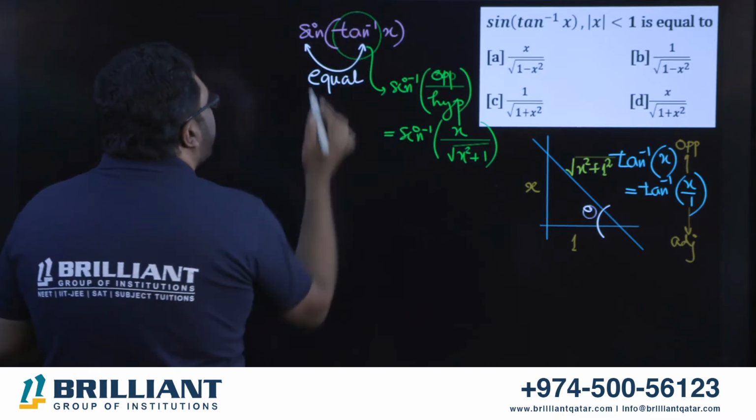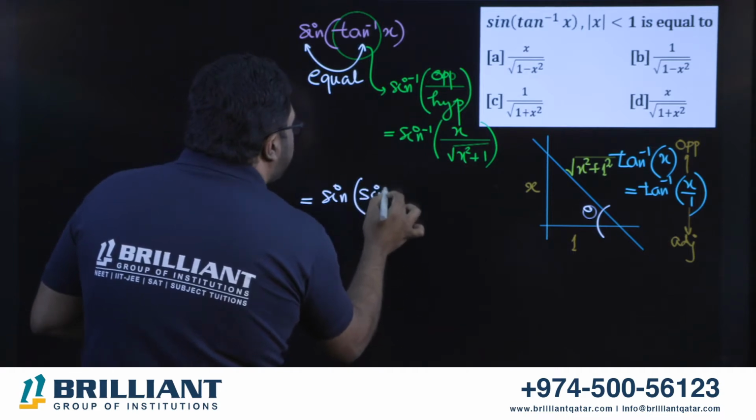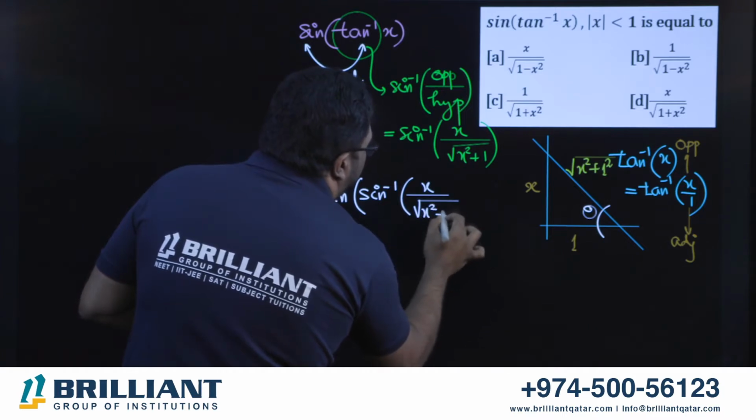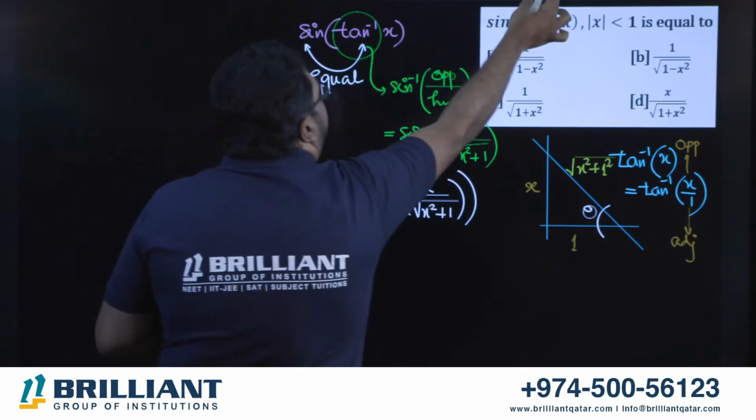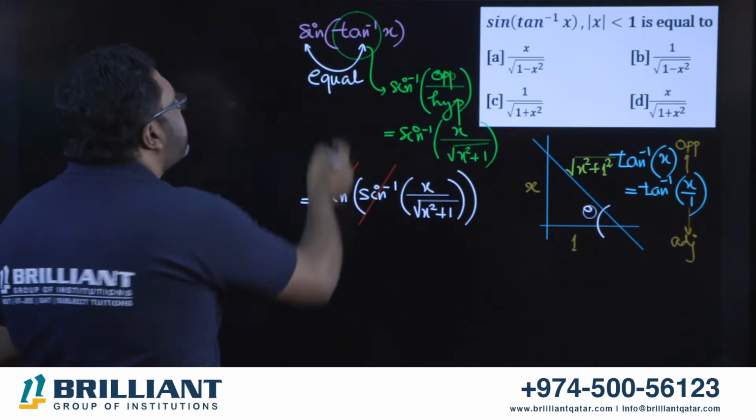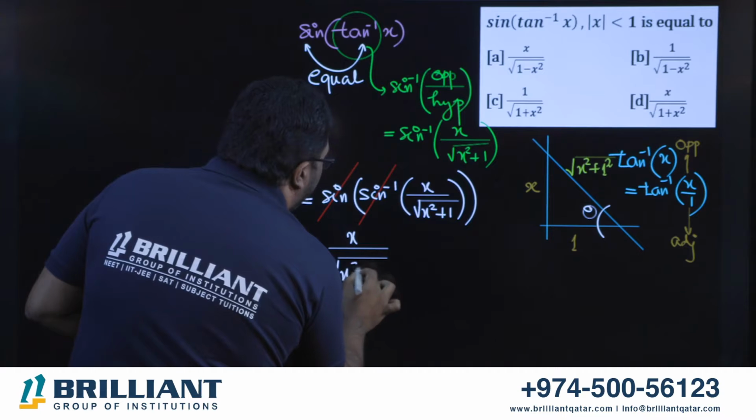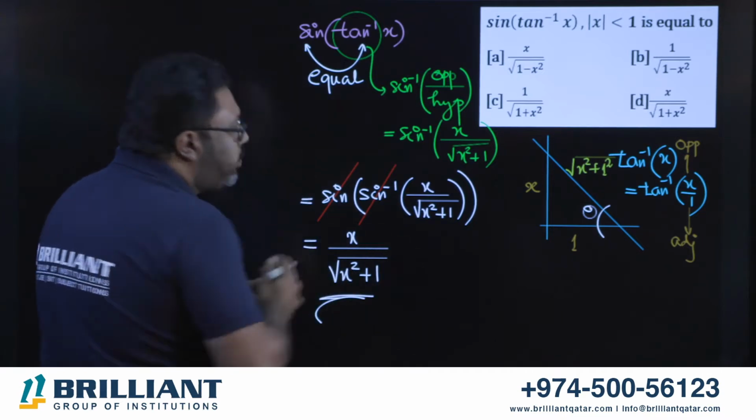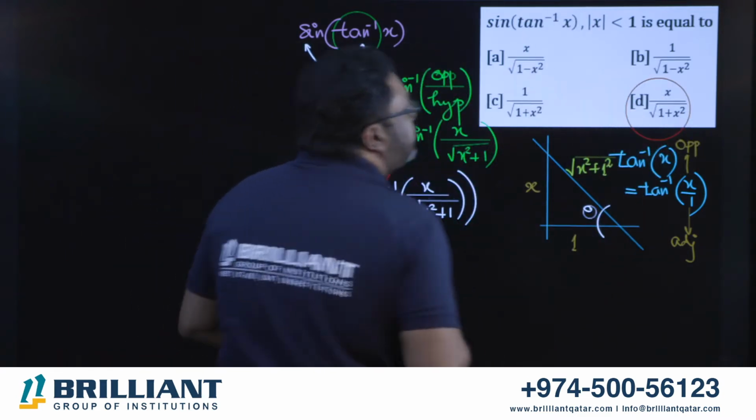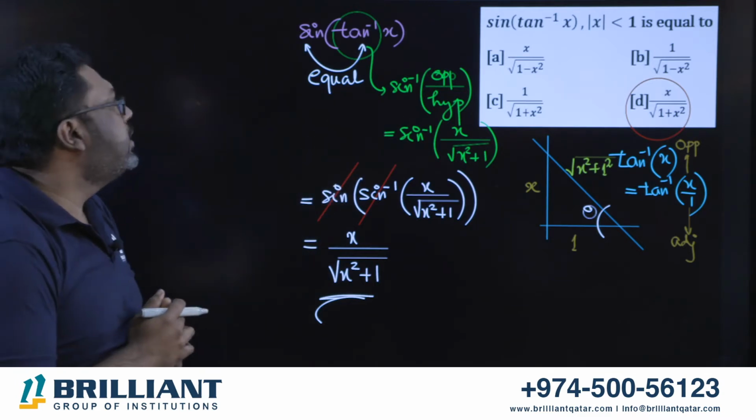So what is going to be my final answer? That is equal to sine of sine inverse x by square root of x squared plus 1. Now eliminate the two forms, sine and sine inverse. Final answer: x by square root of x squared plus 1. The answer is option D. X by square root of 1 plus x squared. Both of them are the same. Yes.